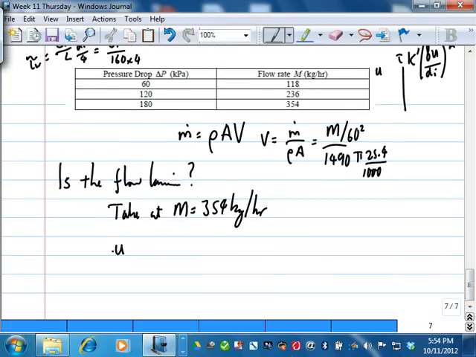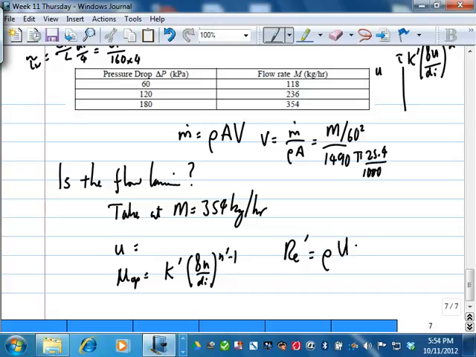What is the u? The mu AP is equal to 8u over di. K prime, 8u over di to the n prime minus 1. Re prime is rho u di over mu AP. Okay, that's my final check.